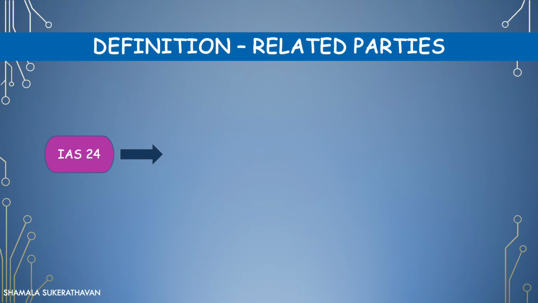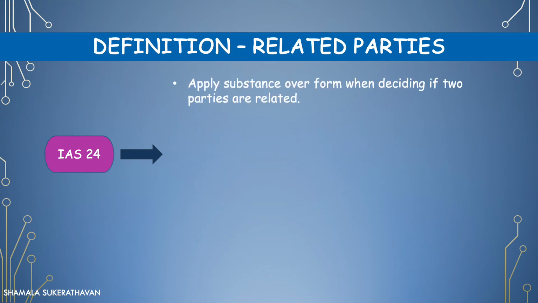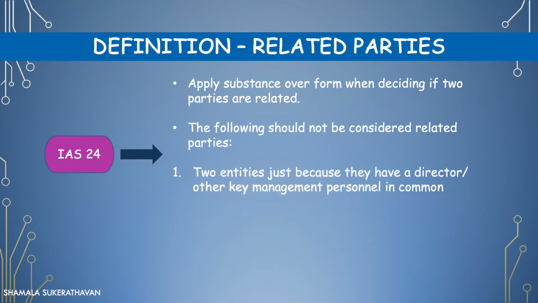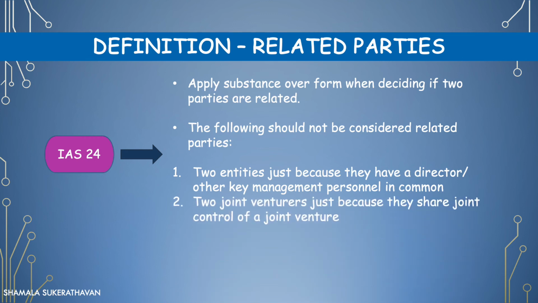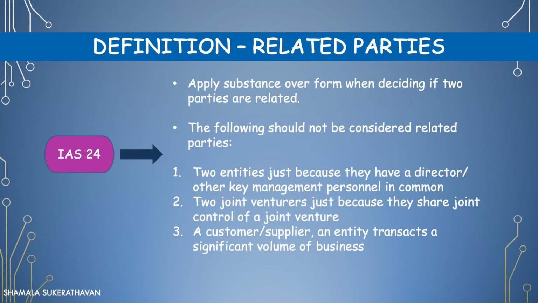It is essential when deciding if two parties are related that substance over form should be applied. IAS 24 notes the following should not be considered related parties. 1. Two entities just because they have a director or other key management personnel in common. 2. Two joint venturers just because they share joint control of a joint venture. 3. A customer or supplier with whom an entity transacts a significant volume of business.